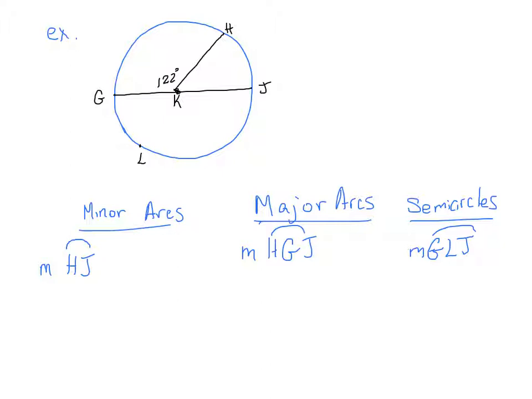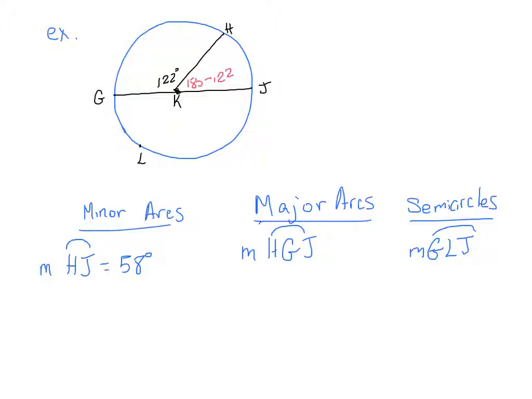Well, we know that the measure of the arc is going to be the same as the measure of the central angle, and we know that this is a straight line here. And it looks like we have a linear pair here between 122 and this angle here, which means that that angle here is 180 minus 122. All right, 180 minus 122, which gives us 58 degrees. So the measure of that arc is 58 degrees.